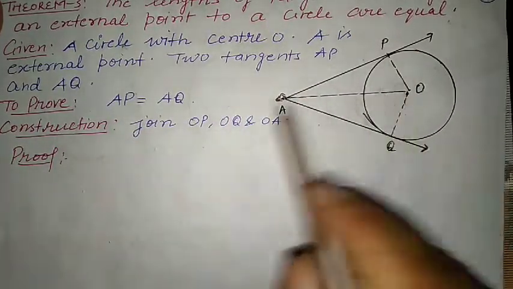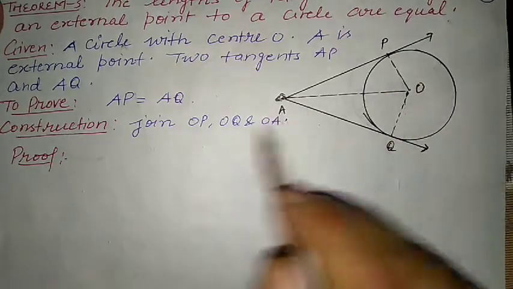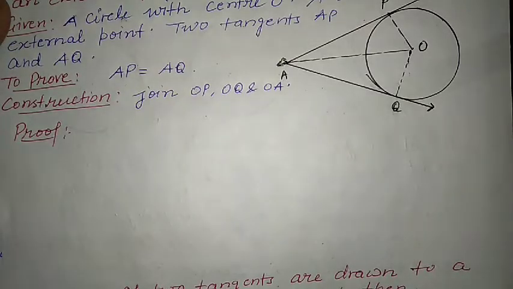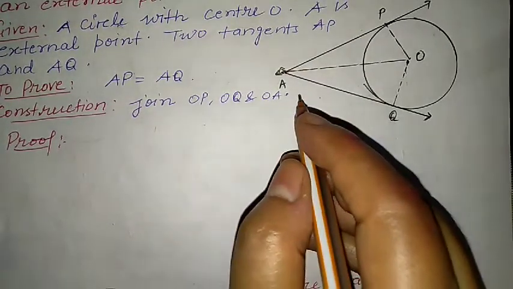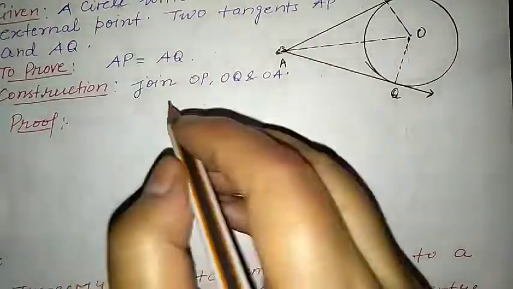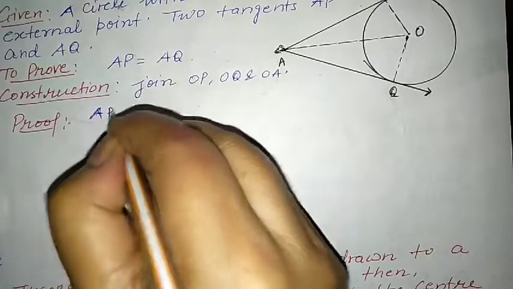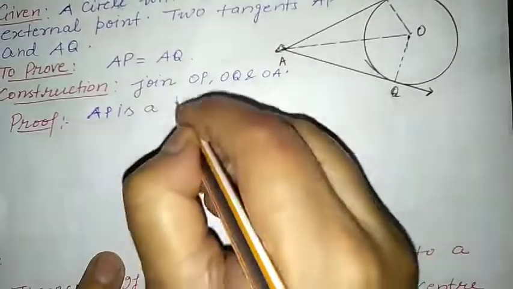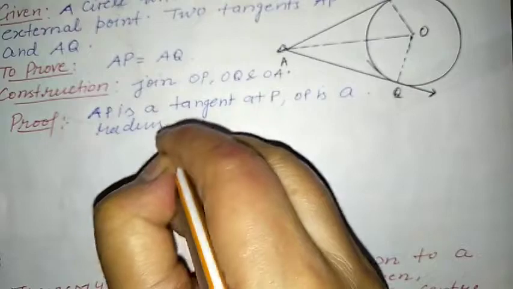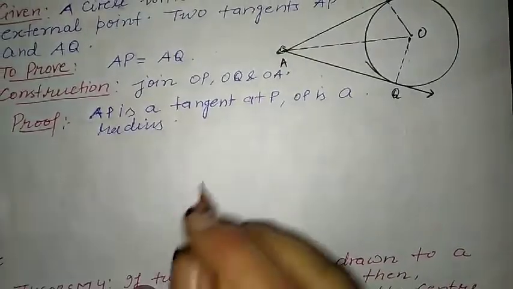We have to join, for the construction, OP, OQ and OA. This we have to join. Now what is the proof here? For this we have to take two triangles, or we can say first we will prove here that AP is a tangent at P, and OP is a radius. OP is a radius through P.